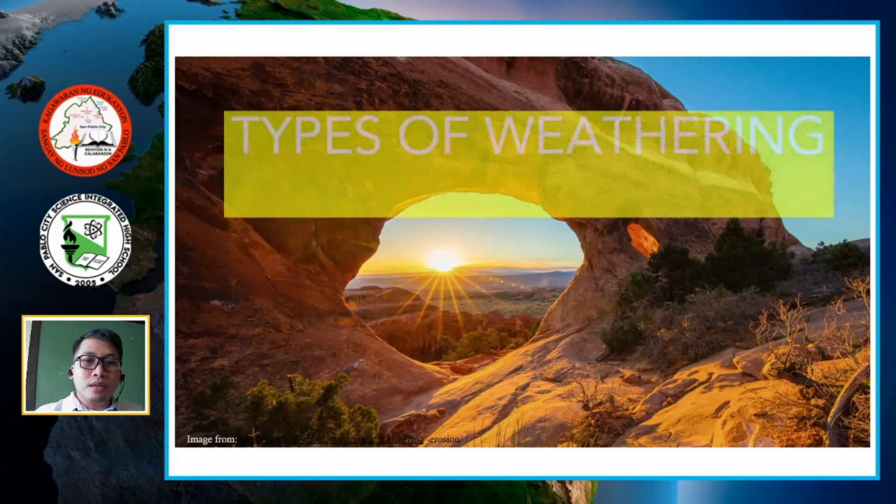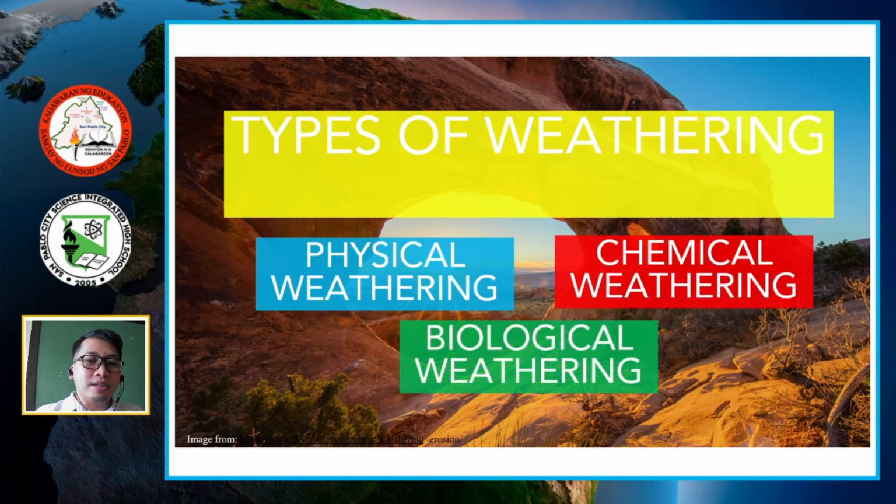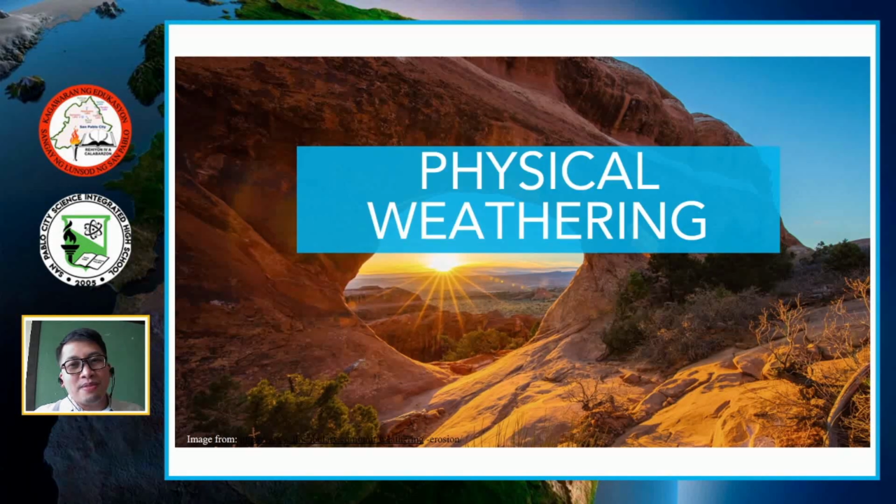Now, when I say weathering, it has three types: physical, chemical, and biological. Let's start discussing the physical weathering.